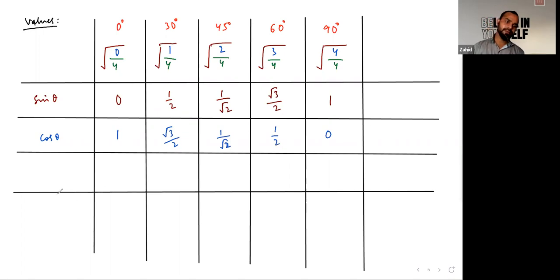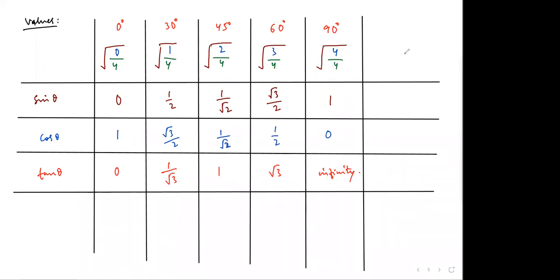Now to define tan, which is nothing but the ratio of sine theta and cos theta, just divide. So you will get 0, 1 by root 3, 1, root 3. Here we have 1 upon 0, which may be called not defined till class 10th, but from here onward, you will say infinity. Now take the reciprocal of all these terms, and you will get cosec theta, sec theta, and cot theta respectively. Is it clear to all of you? Yes, sir. Just write it down.